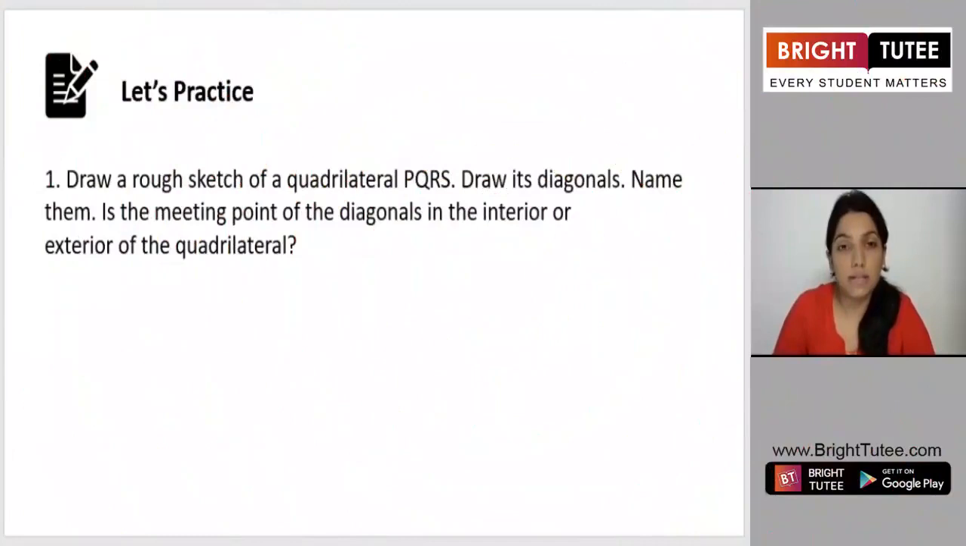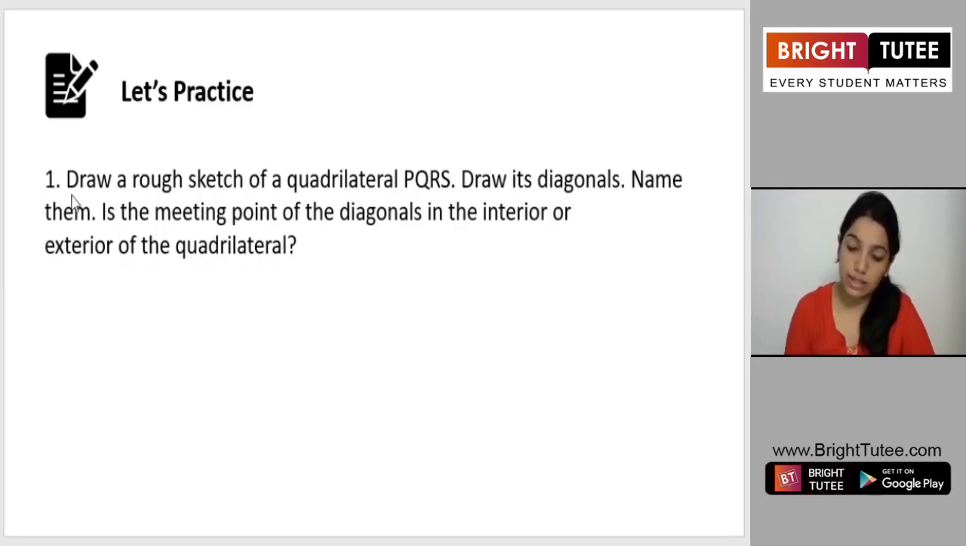Let us now practice a little question to see what we have learned. The question says, draw a rough sketch of a quadrilateral PQRS. Draw its diagonals, name them, and then the question says, is the meeting point of the diagonals in its interior or exterior of the quadrilateral? I hope you remember what diagonals are, right? Now let's go step by step.